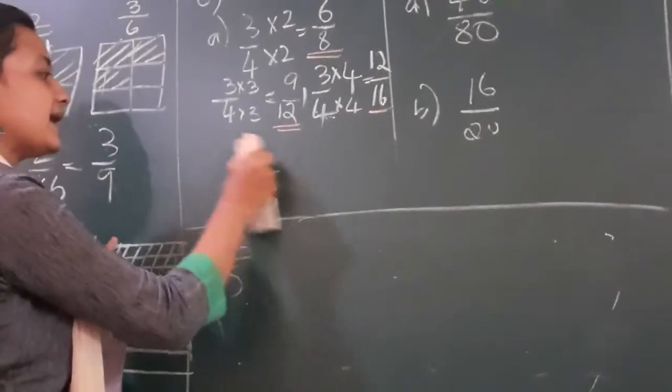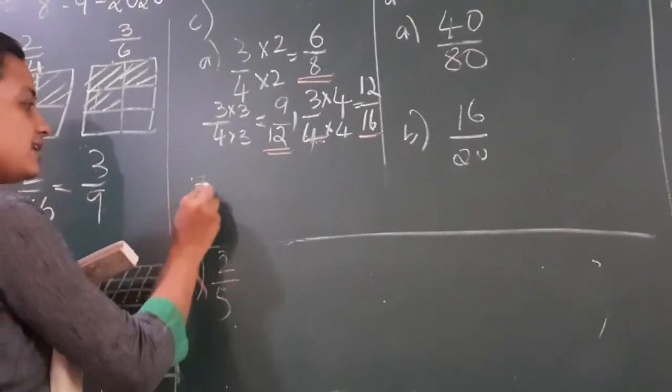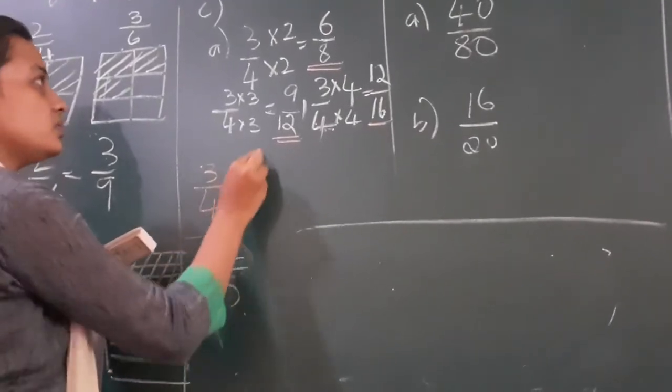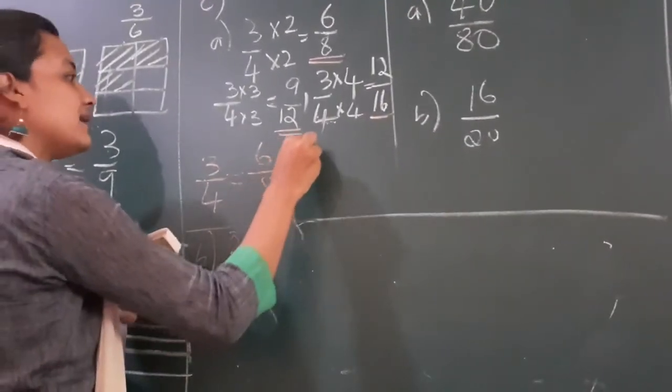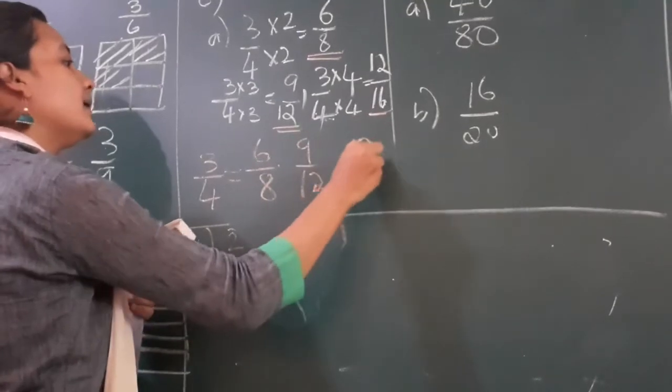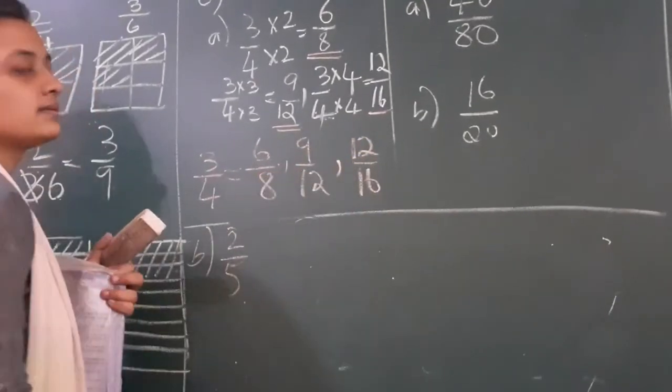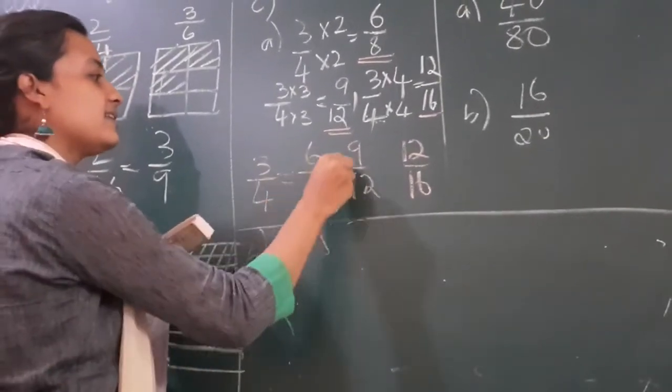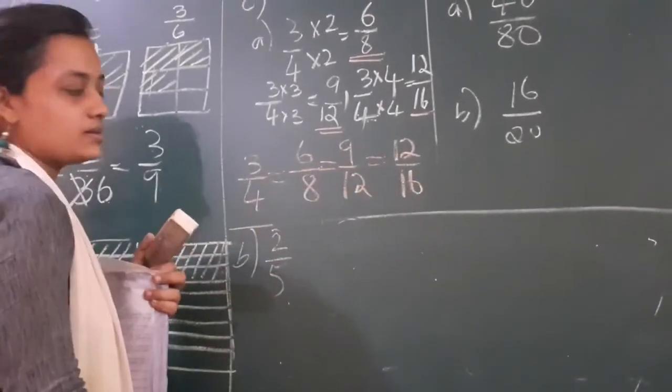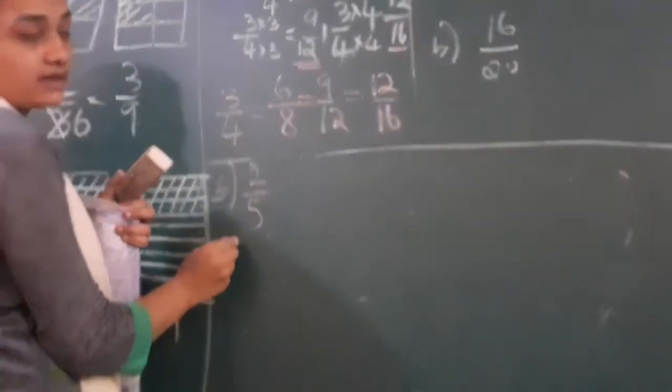So I write it as 3 by 4 is equal to 6 by 8, 9 by 12, 12 by 16. Okay? All are equal. I can write here also equal. They all are equal.